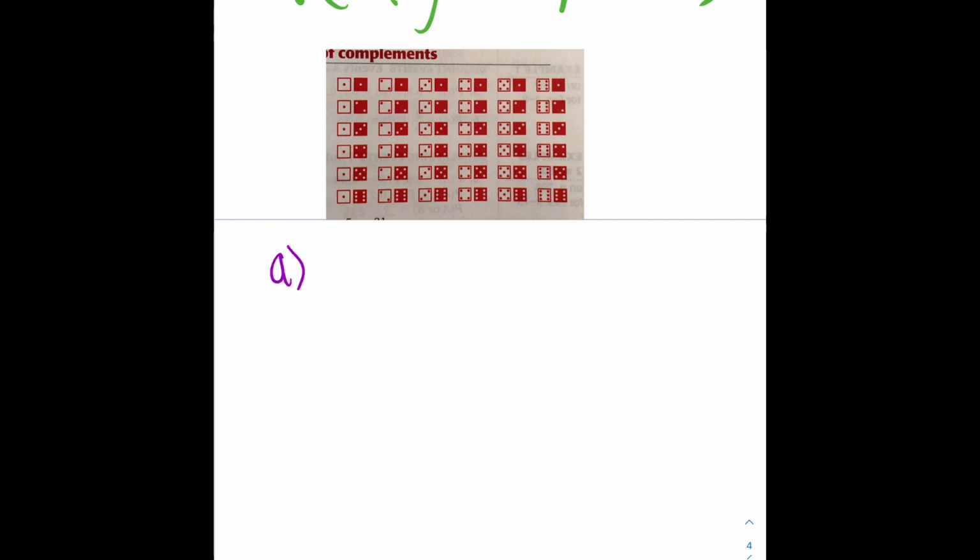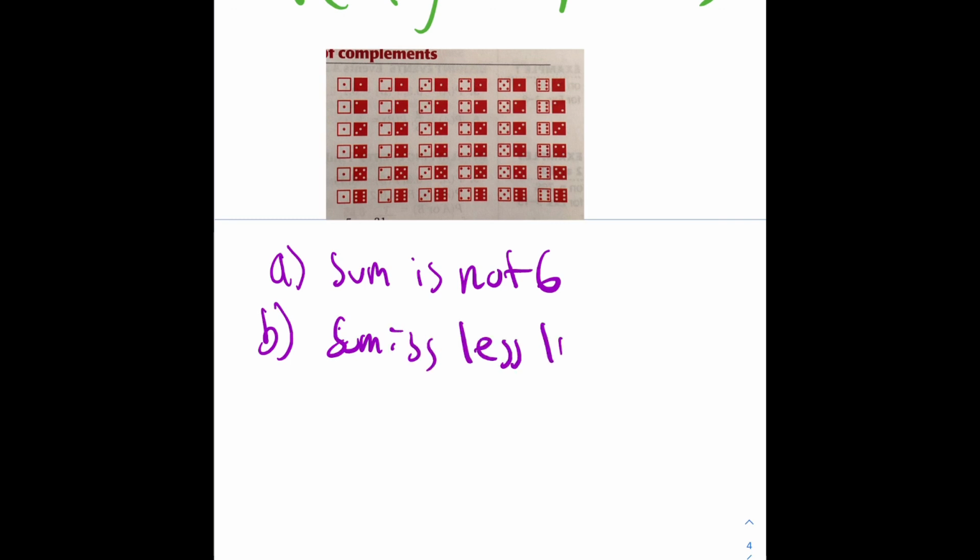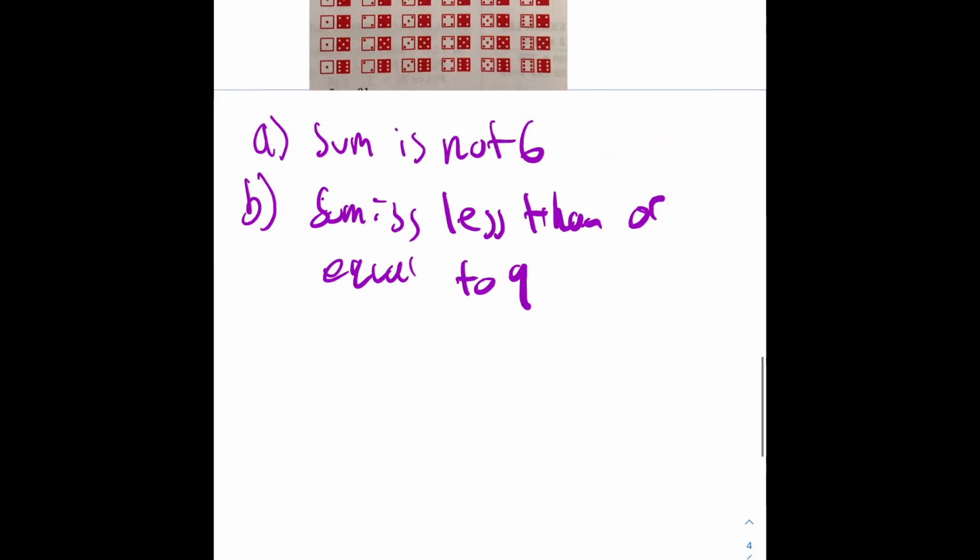So find the probability of the complement that the sum is not 6. And then part B is the sum is less than or equal to 9. So the sum is not 6.